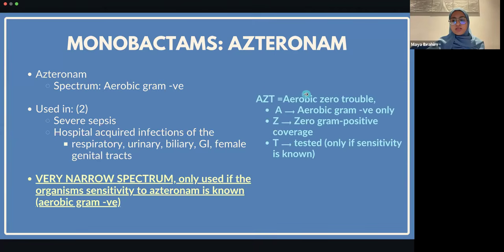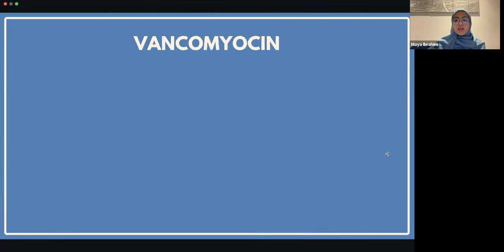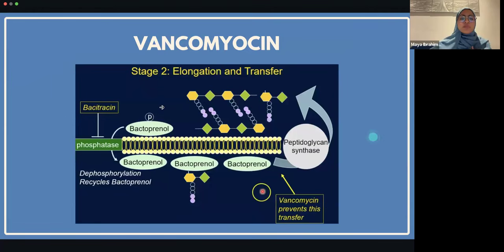How I remember it is aerobic, zero trouble: aerobic gram-negative bacteria only, zero gram-positive coverage, and tested only if sensitivity is known. Now, vancomycin is my favorite because this is the one that covers MRSA.